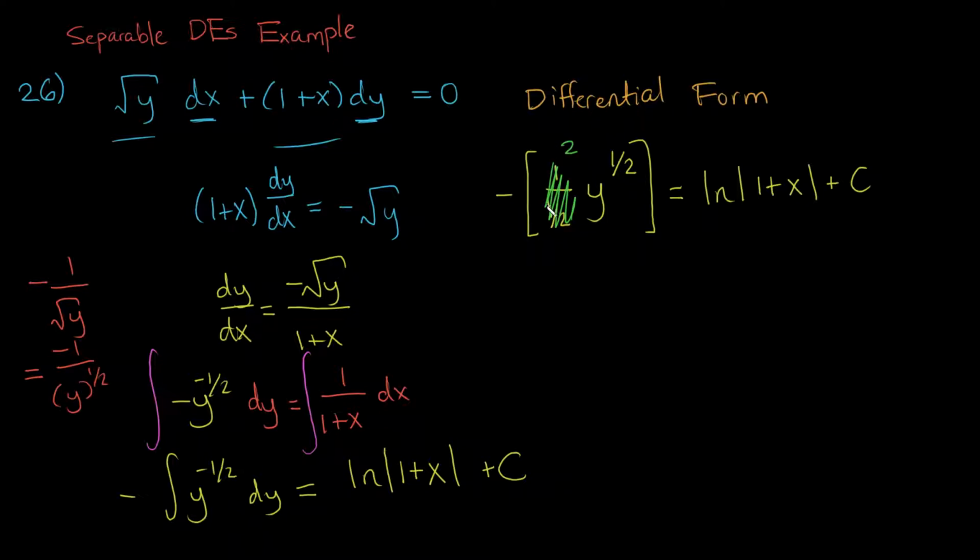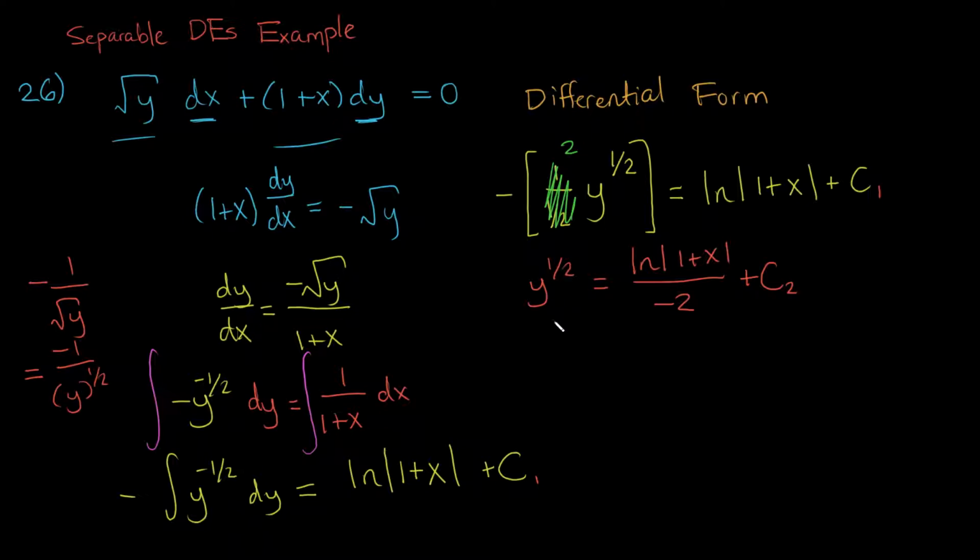So this is negative 2. So we should be able to just divide by negative 2 on both sides. And if we do that, what we'll be getting is y to the power of 1/2 equaling the natural log of the absolute value of 1 plus x divided by negative 2 plus, and we have this c here, but we can just call this c1, and when we divide by negative 2, we can call it a new constant, c2.